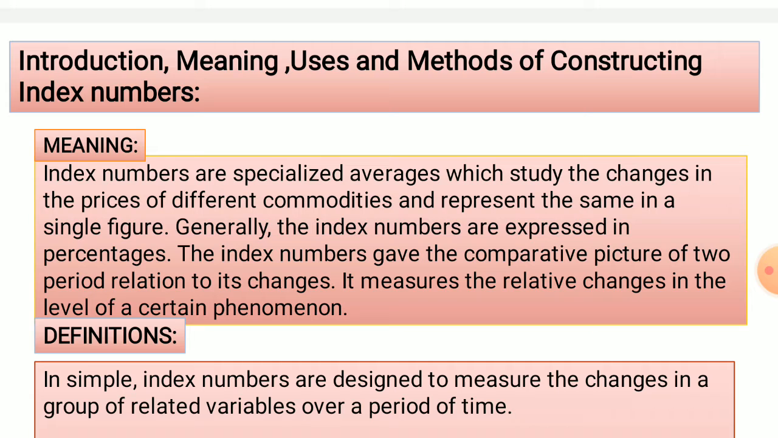An index number is called a specialized average, and these index numbers represent the same in a single figure. Index numbers are expressed in percentages, and these numbers give the comparative picture of two periods in relation to their changes, from one period to another. The comparative picture is given to us by index numbers, and it measures relative changes in the level of a certain phenomenon, that is, the change in price level accordingly. This is what we call an index number.